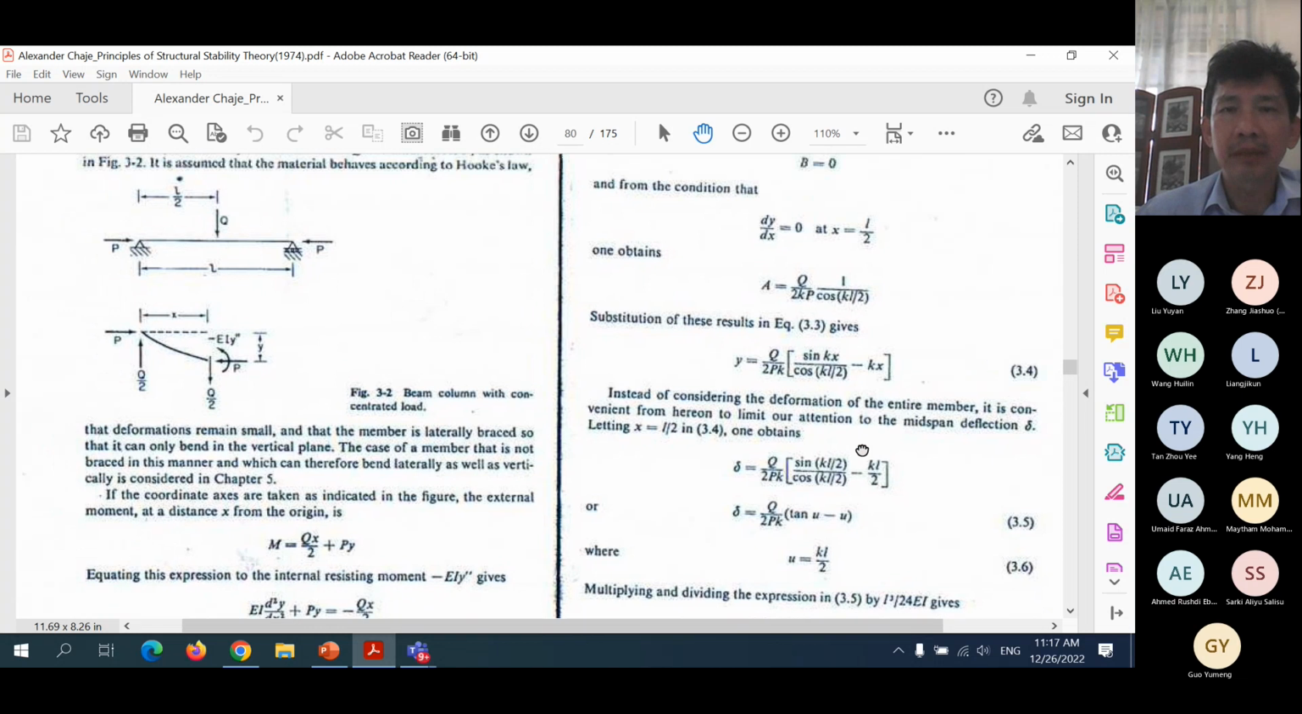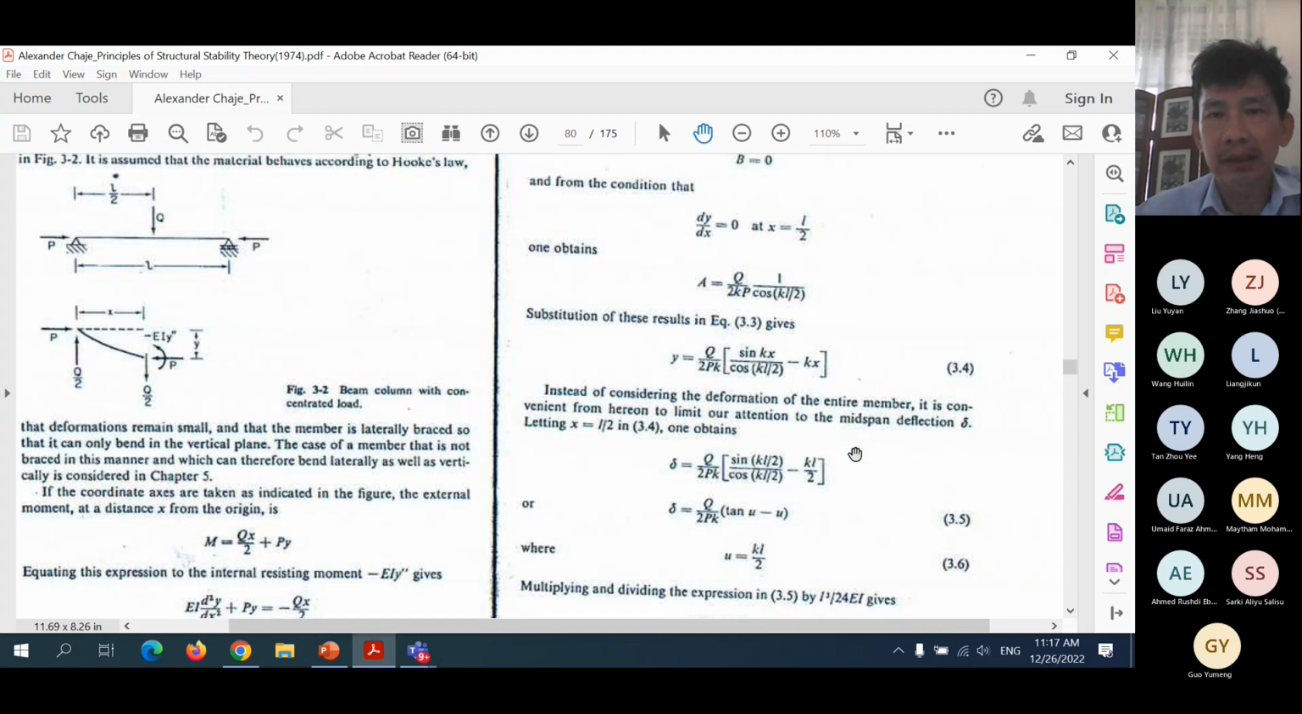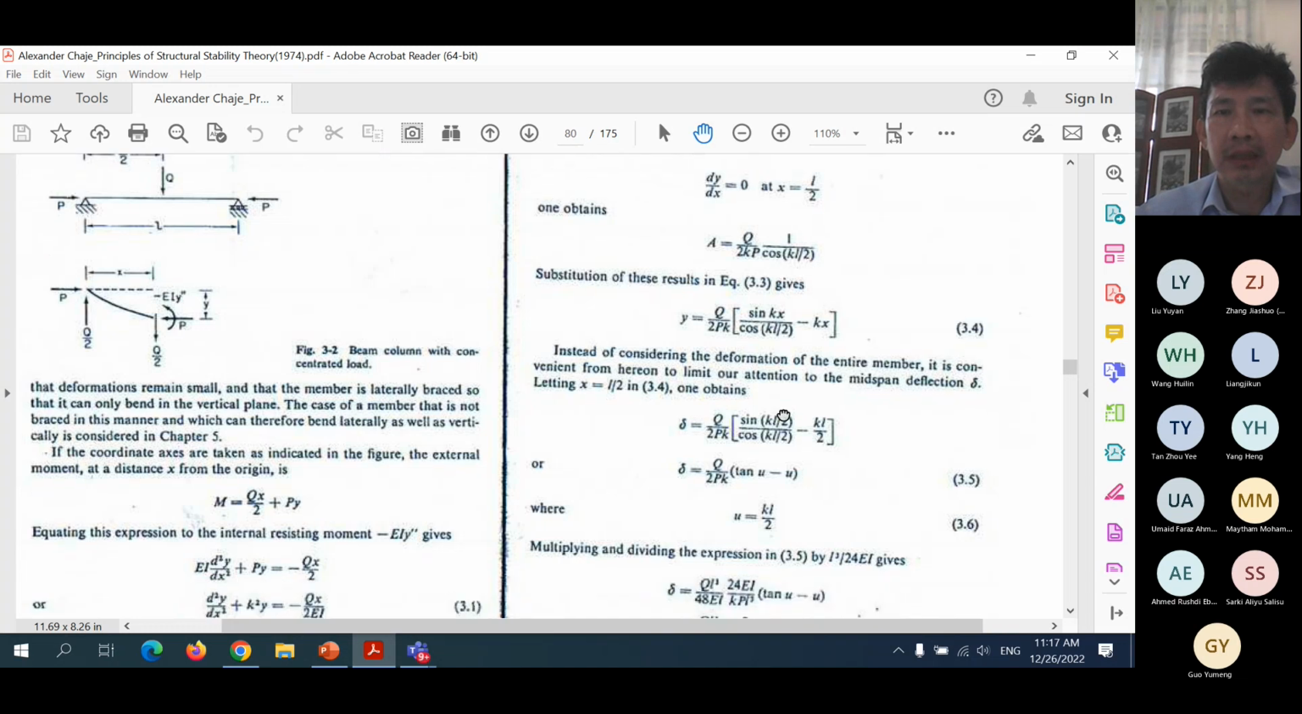Now, to investigate the effect of having axial force together with the load causing bending, in this beam column that we consider, we look at the midspan deflection, which is the maximum deflection in this case. So we relate to what happened to the member by looking at what happened to the maximum deflection when the beam column is subjected to Q and P. So that is the next thing that is shown here.